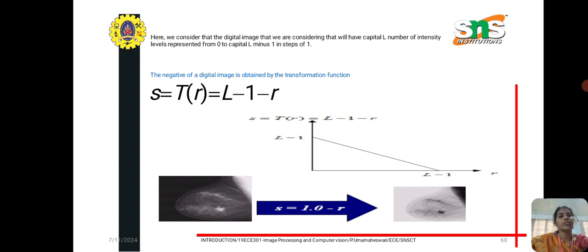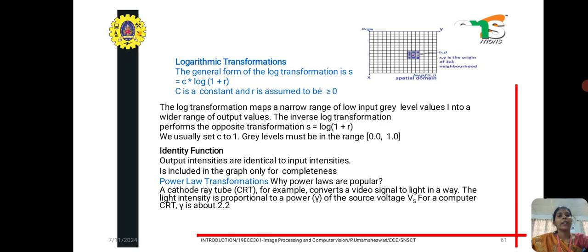The negative of the digital image is obtained by the transformation function s is equal to T of r, which is L minus 1 minus r. The logarithmic function: the general form of the log transformation is s is equal to c times log of 1 plus r, where c is a constant and r is assumed to be greater than or equal to 0. The log transformation maps a narrow range of low input gray level values into a wide range of output values.